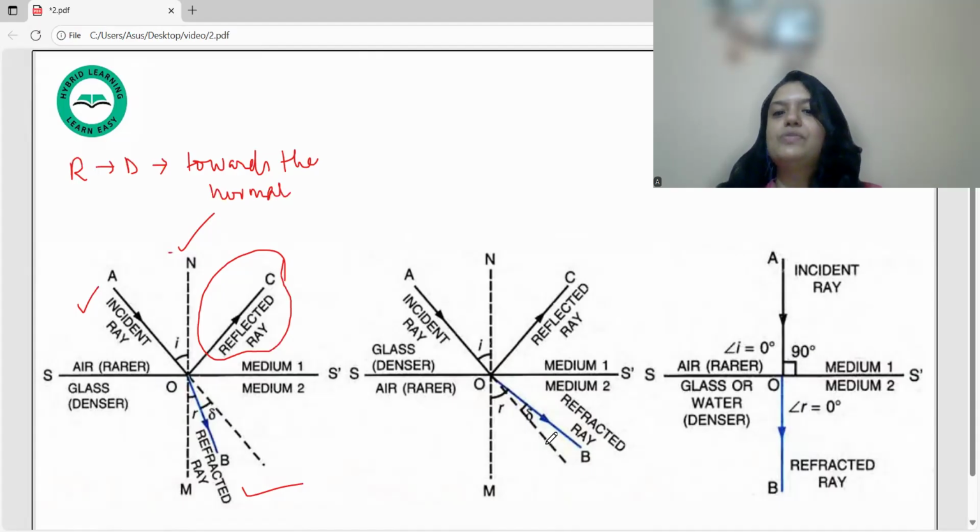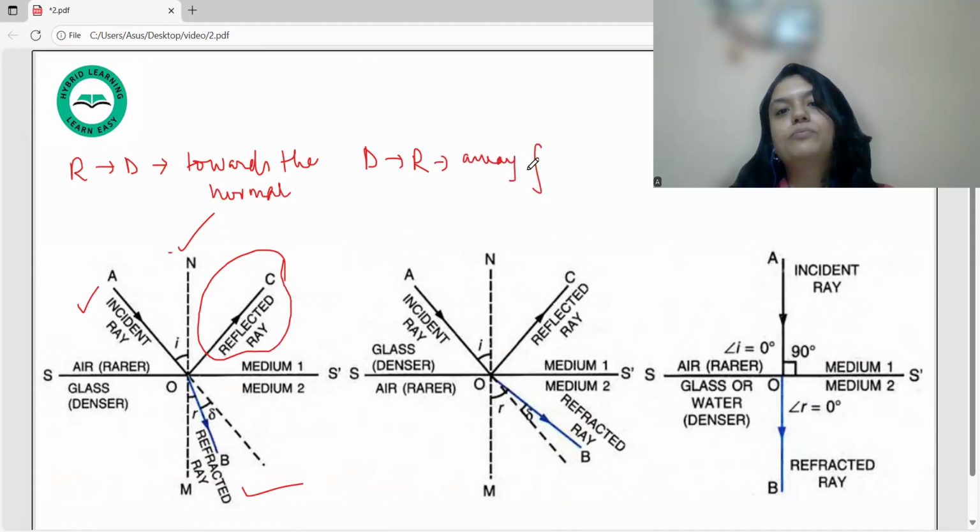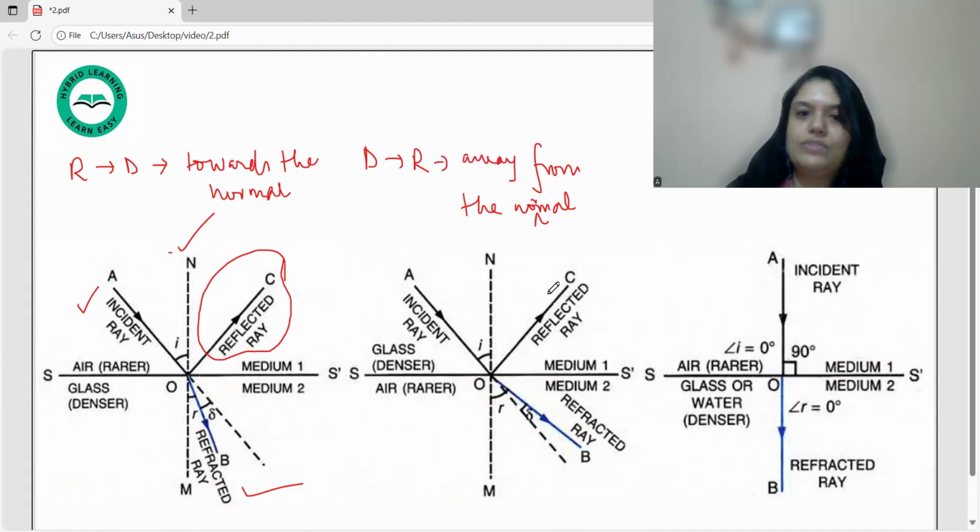If you notice this very carefully, NOM is the normal, the same normal. But here, if you see, it's bending away from the normal. If you can see here, it's bending away from the normal. So when we have the ray from denser to rarer, it is bending away from the normal. So now, again, a part of the ray of light is reflected here. You can see a small part is always reflected here.